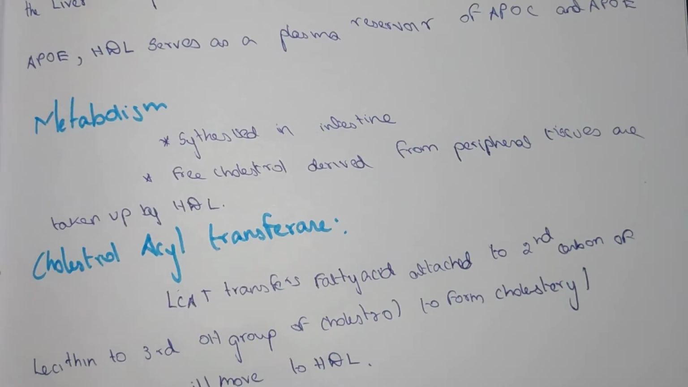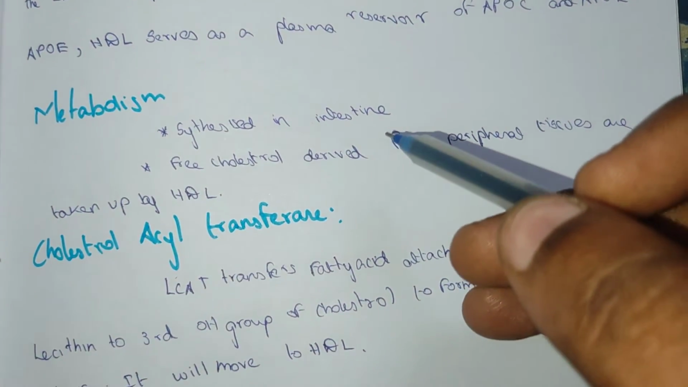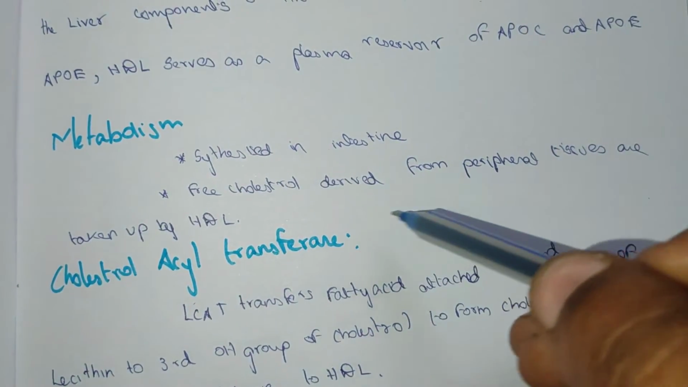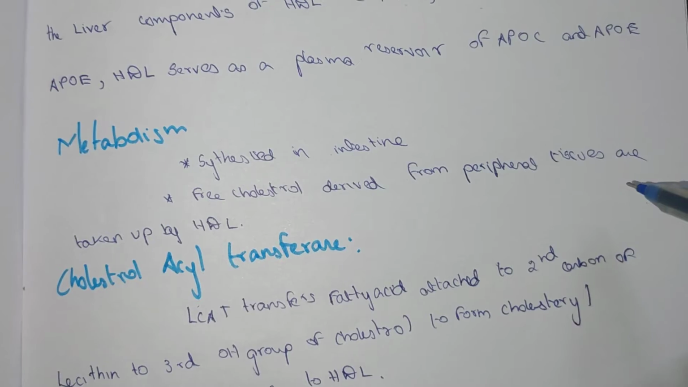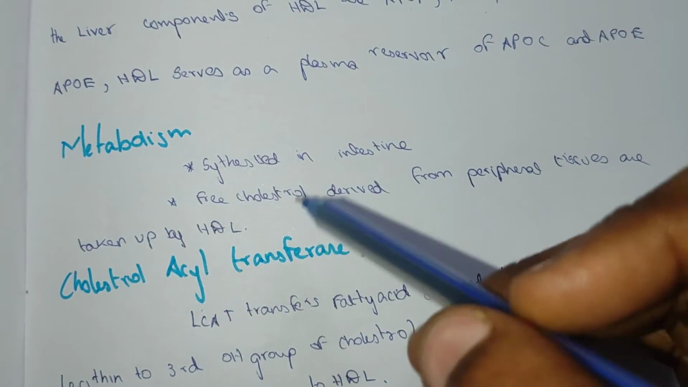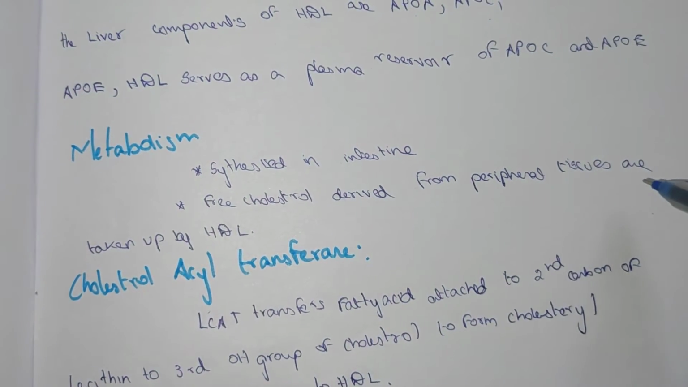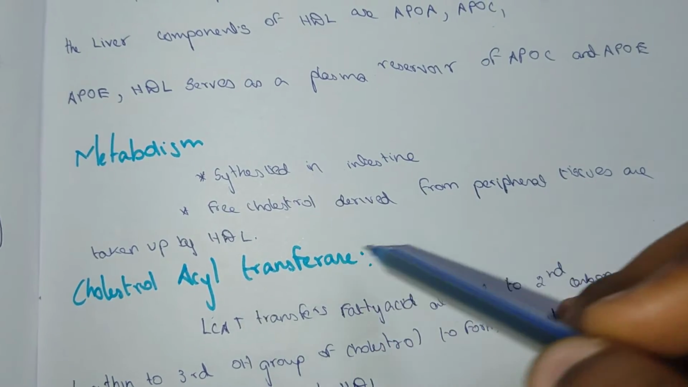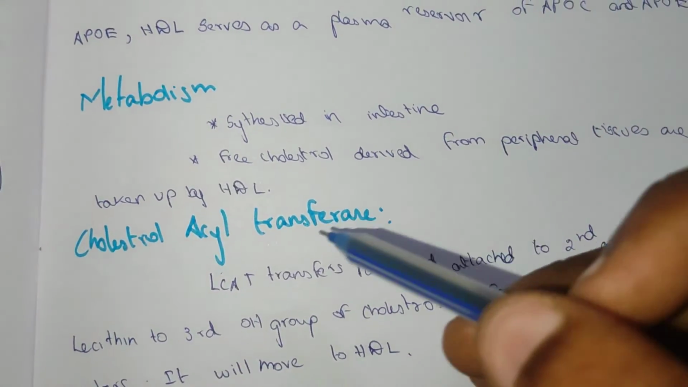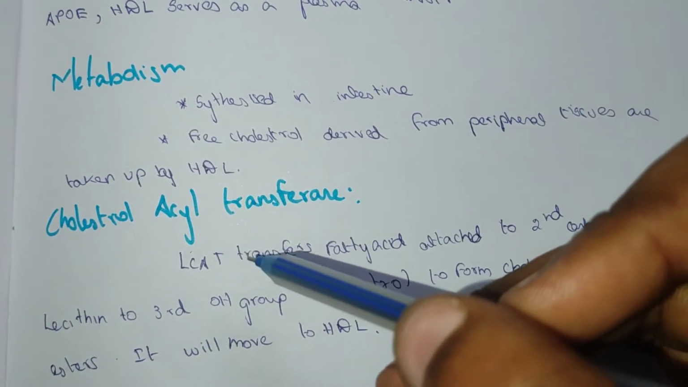The HDL is synthesized in the intestine. The free cholesterol derived from the peripheral tissue is taken up by the HDL and transported to the liver. Lecithin cholesterol acyl transferase, which is LCAT, acts here.